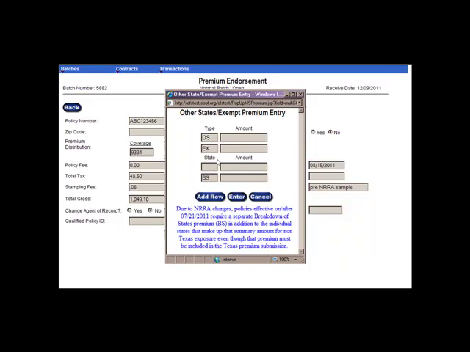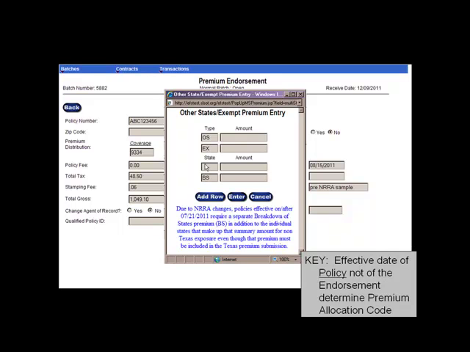Now that we have discussed premium allocation for policies effective before and after July 21st, 2011, we can now discuss the premium allocation for any non-policy transaction, such as premium endorsement, cancellation, or reinstatement. When entering child transactions, you will note that both OS for Other States and BS for breakdown of states summary fields are available. This is because you must determine the correct premium allocation code and procedure to use. The key is the effective date of the policy, not the endorsement, determines the premium allocation procedure.